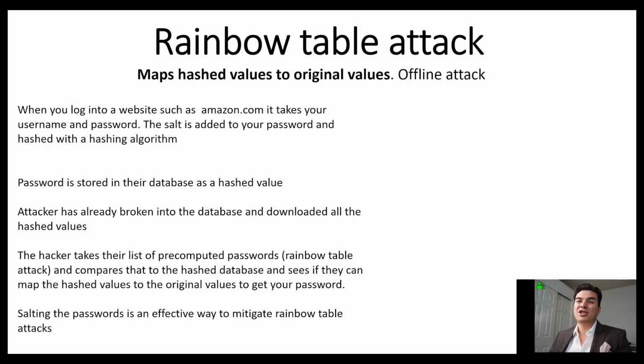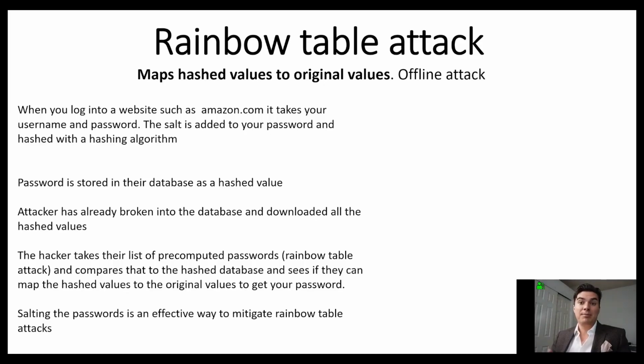A company, they don't want to store your password in their database because that's risky if someone were to break in. So what they do is they salt that password and then they hash it with a hashing algorithm, or they use something like bcrypt that salts and hashes the value. Now, the hash value is stored in their database, and so the rainbow table is assuming that they've already broken into that database and then downloaded it onto their computer.